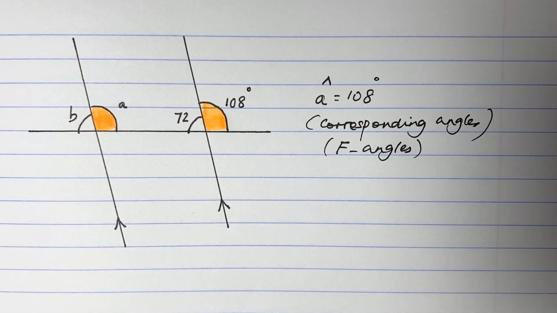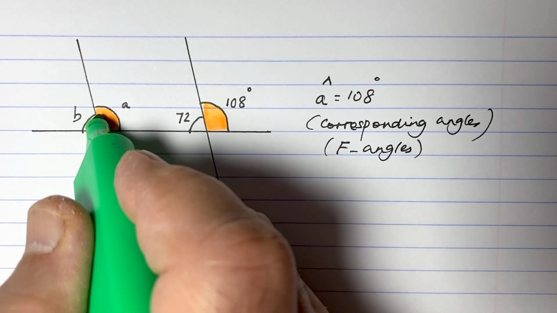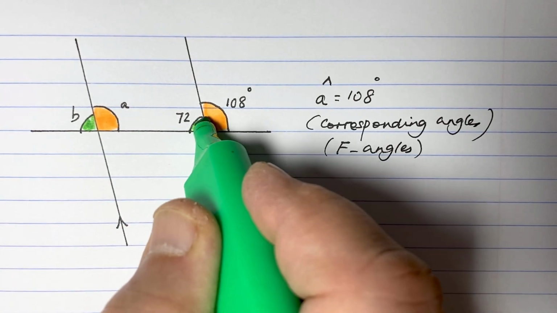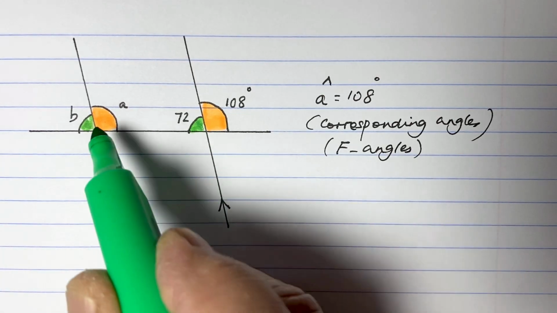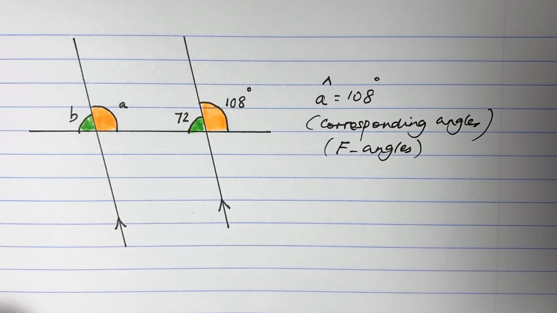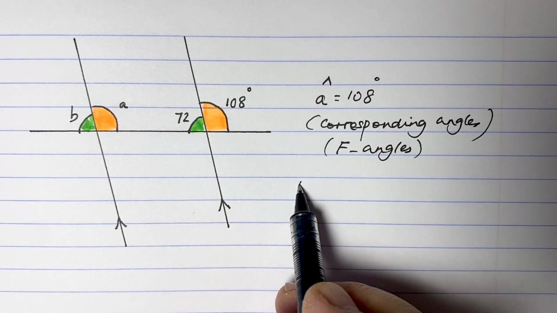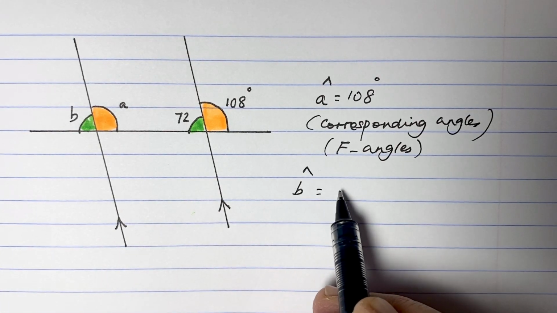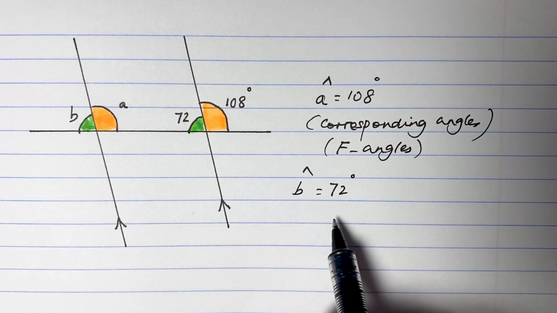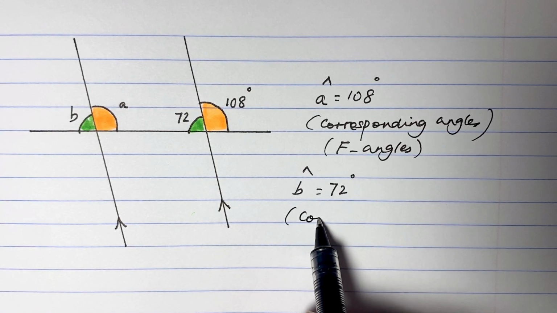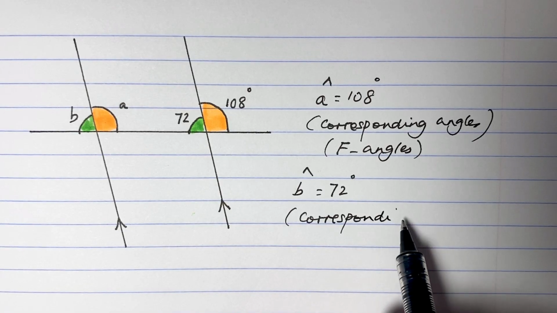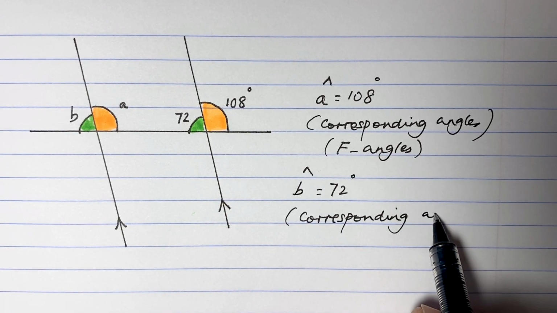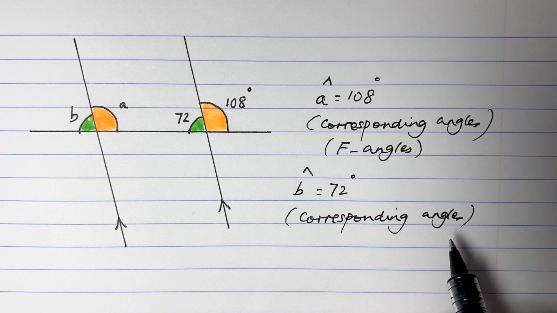What about B? B is a small angle, and 72 is a small angle. So I can say B equals 72, angle B equals 72. Same reason. Corresponding angles.